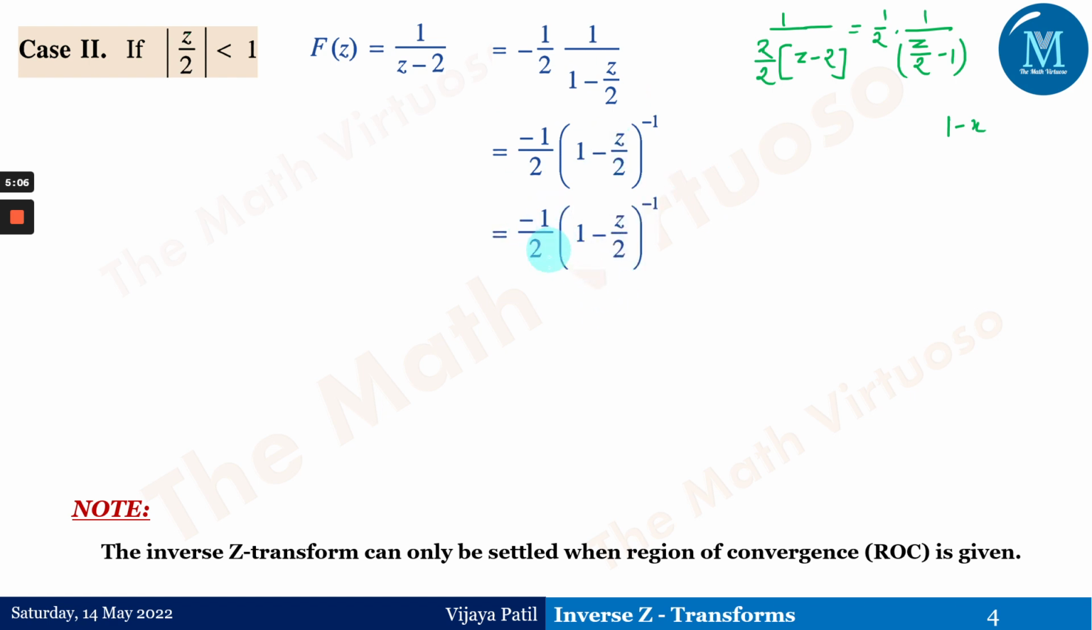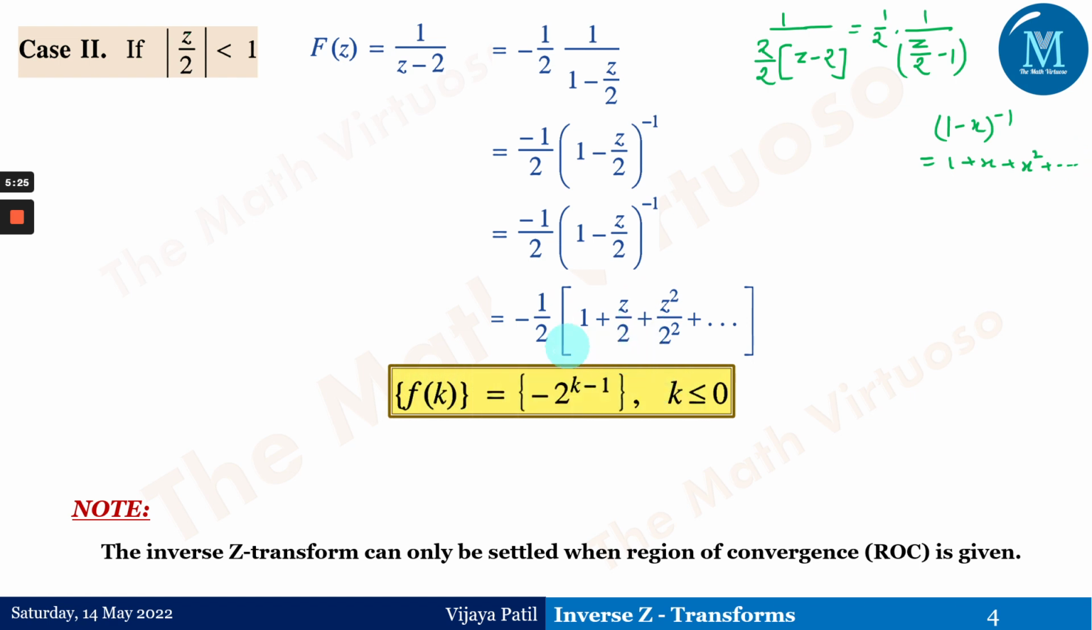Again, this is minus 1 by 2 into (1 minus z by 2) to the power minus 1, and therefore this is nothing but minus 1 by 2 into this expansion. This is the expansion of (1 minus x) to the power minus 1, that is 1 plus x plus x square and so on till infinity. This is what we have expanded over here.